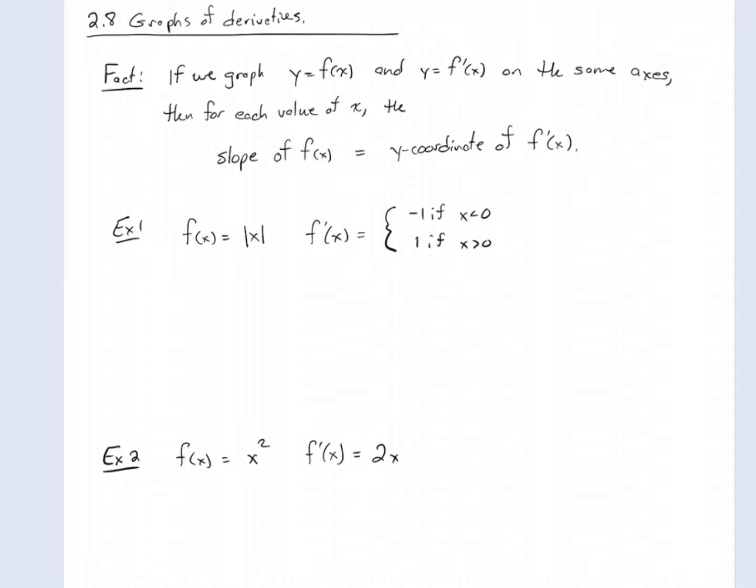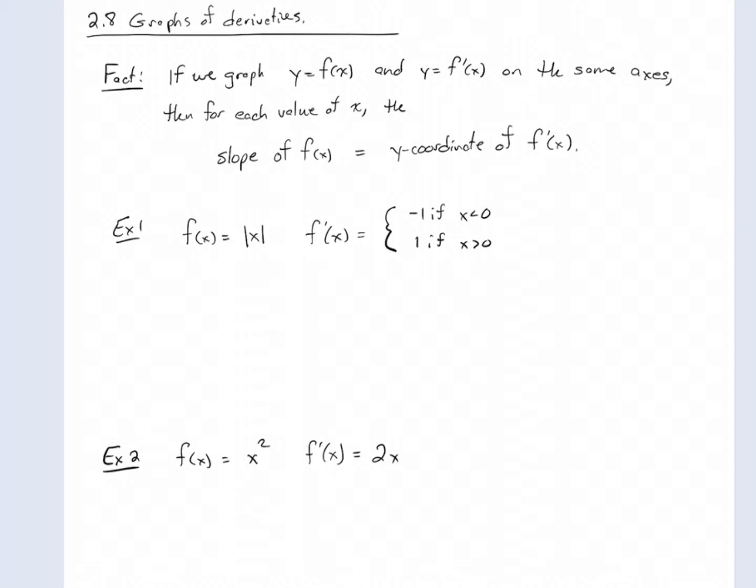All right, one more topic we need to talk about in 2.8 is the graph of a derivative function. So here's the fact that we need. If we graph y equals f of x and y equals f prime of x on the same axes, then for every value of x, the slope of f of x is going to be the same as the y coordinate of f prime. So I want to do several examples for you on here, and then we'll also look at some examples on Desmos.